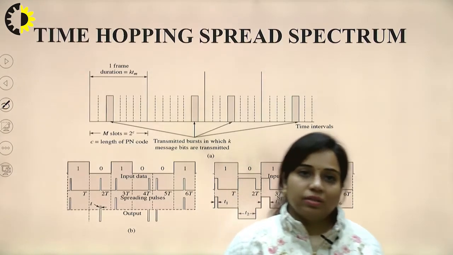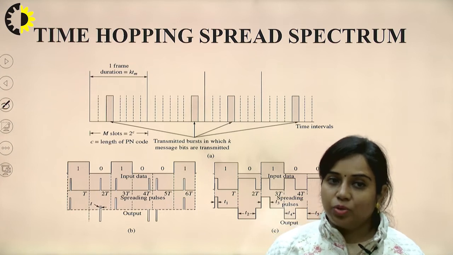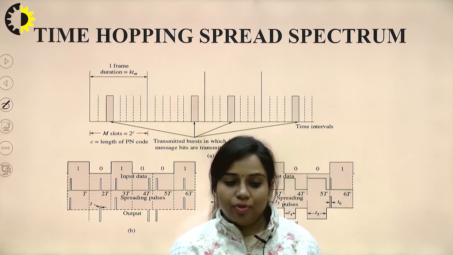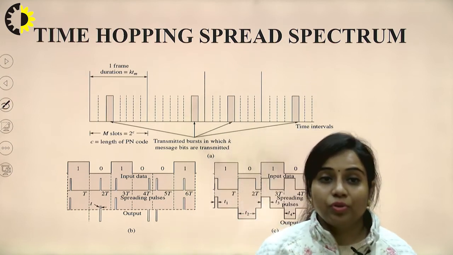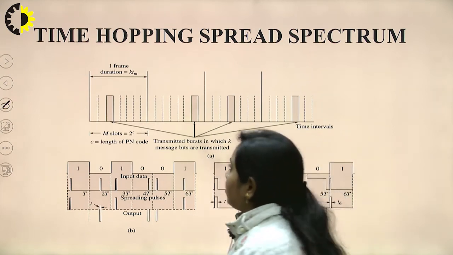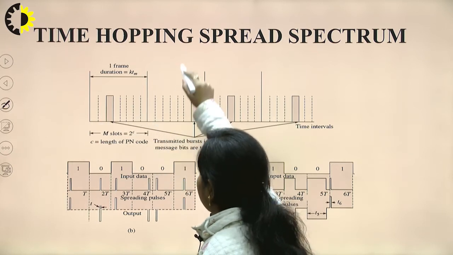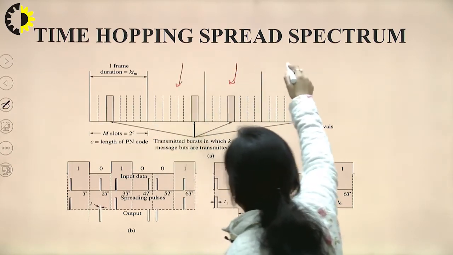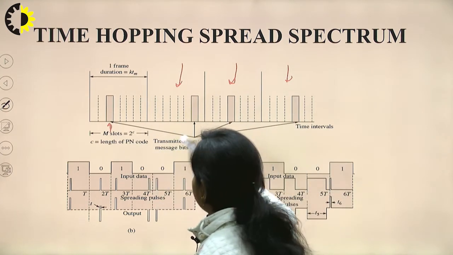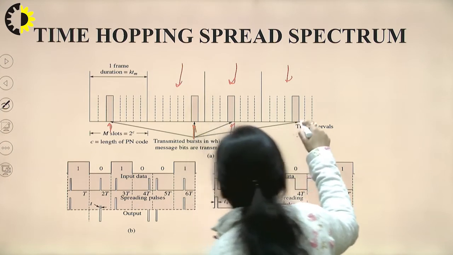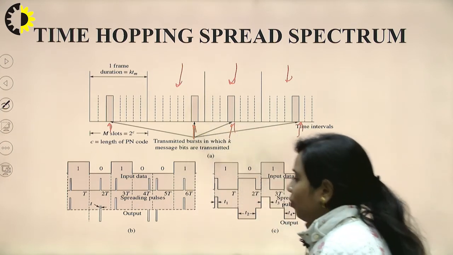Now next is the time hopping spread spectrum. In the previous case there was hopping from one frequency to another. In this case, it will hop from one time duration to another time duration. Now this is one frame. You can see that different slots will be there. Second frame, this will be the second one, third one and fourth one, and the particular data is going to hop from one time slot to another time slot, then third one and fourth one. So these are the different time intervals. So this is the time hopping SS system.